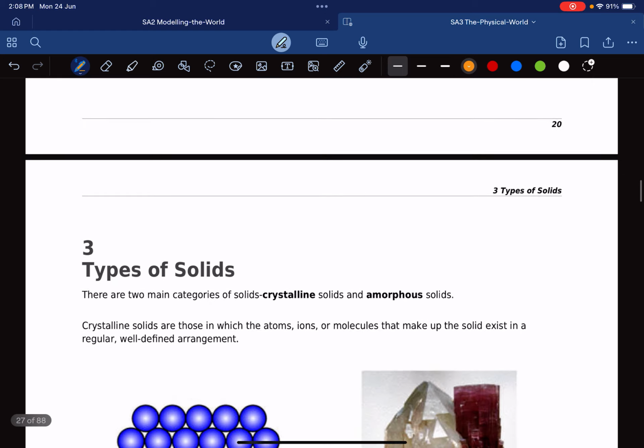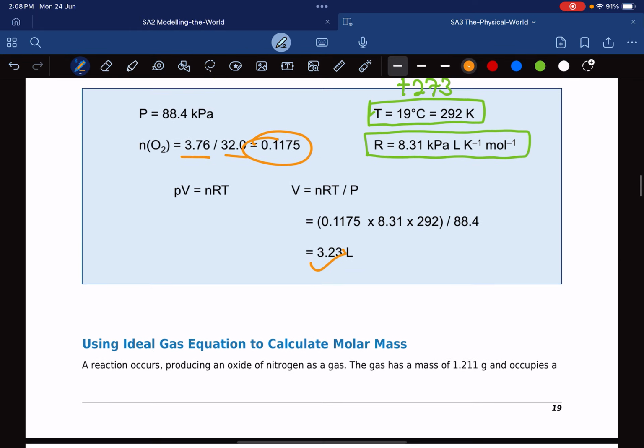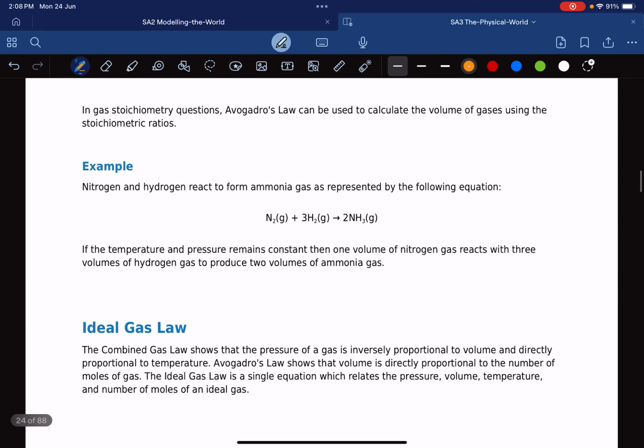So that will be the ideal gas law. It's easier for you to do this. Okay, we stop here.